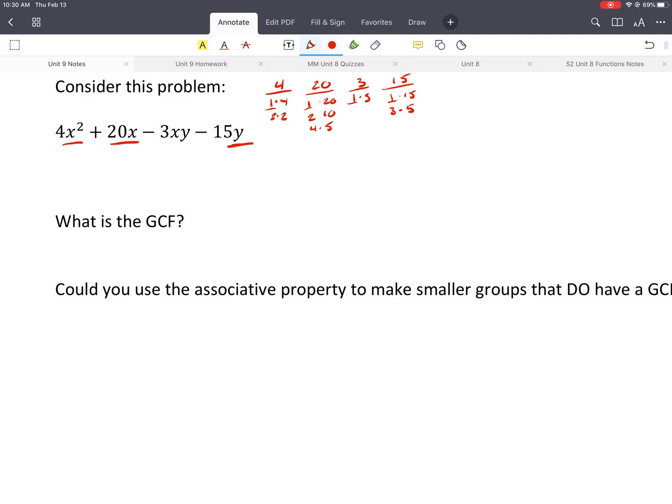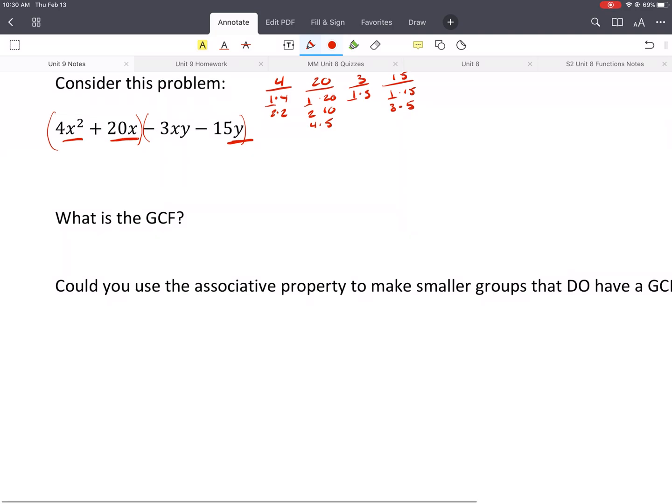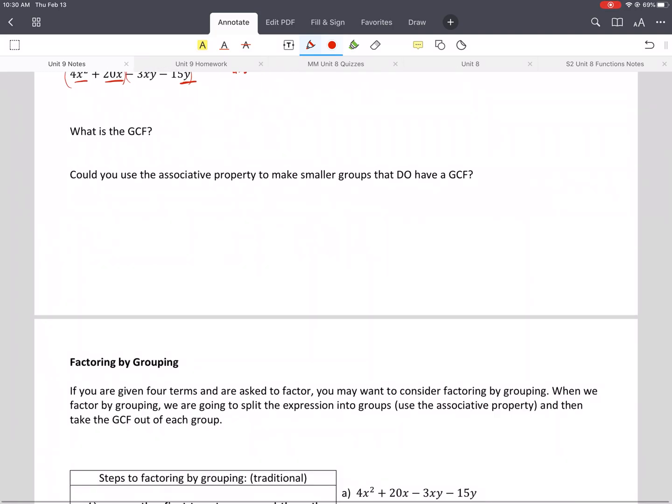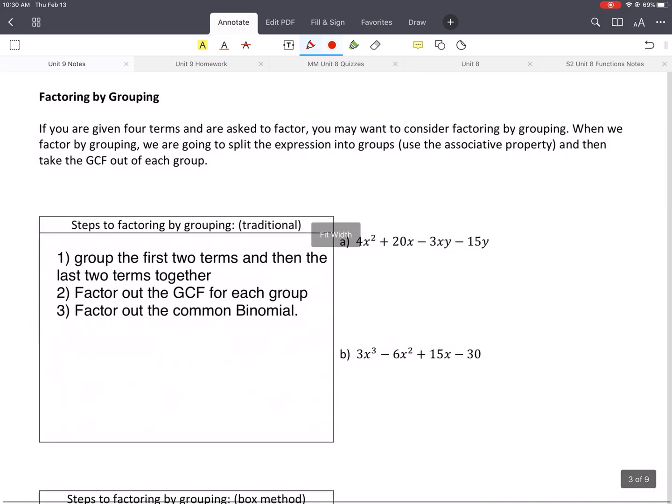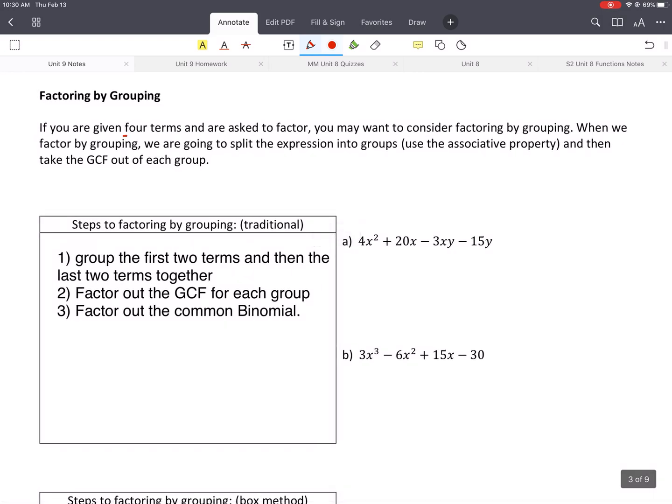So for example, could we look at those two, and could we look at those two, and see if there's a greatest common factor between those individual groups? Okay, and you can. So that's what we're going to be doing today, is called factoring by grouping. If you're given 4 terms, and you're asked to factor, you may want to consider factoring by grouping. And that would be like pretty much all the time. So if you find 4 terms, think grouping.